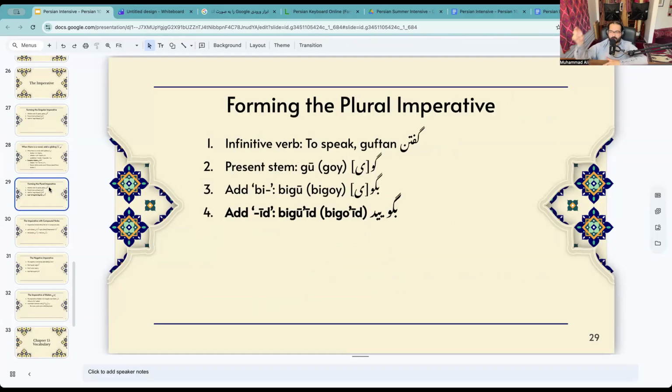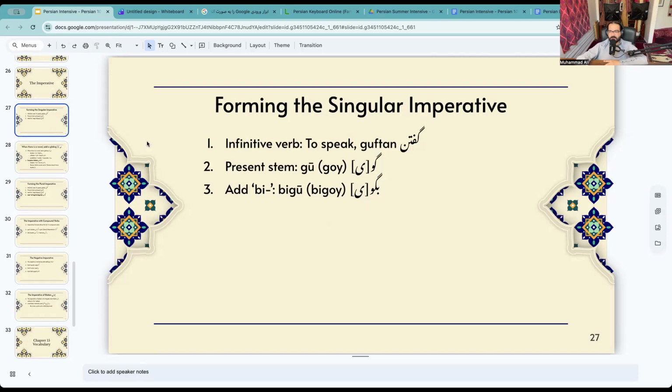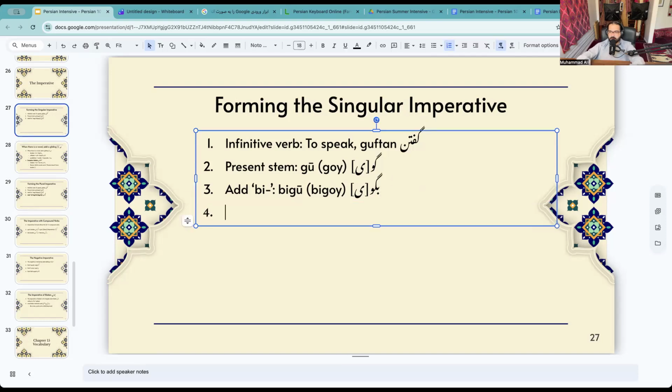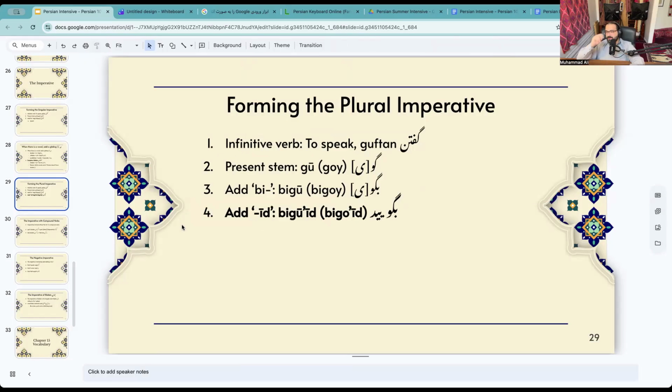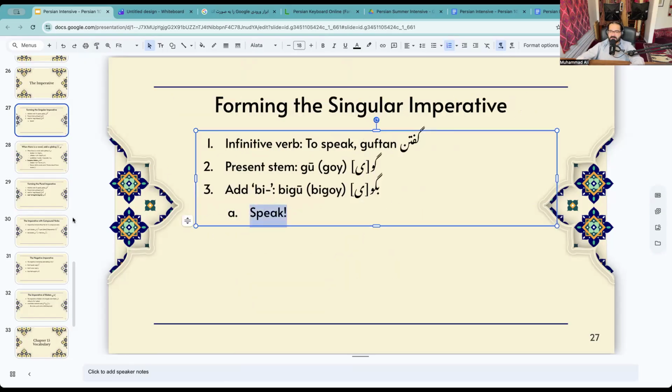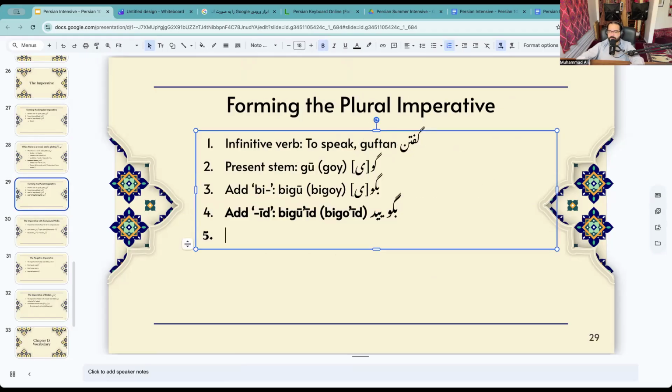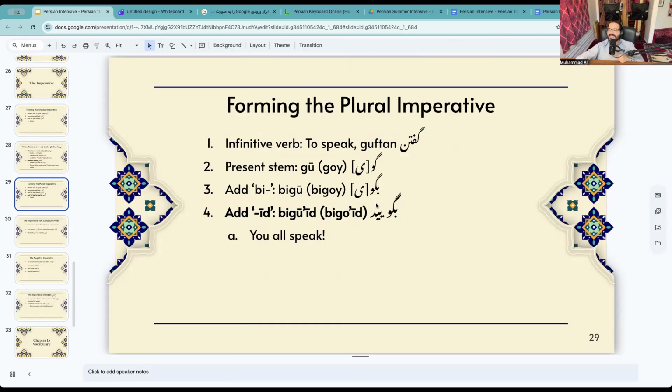All right. How do you have the plural imperative? What you guys learned earlier was just the singular. Speak. There's kind of no good way to do it in English, right? There's no actual imperative infrastructure in English. We just put exclamation marks. Speak. How do you do it for the plural? Like, how do you say you all speak? And I'll actually even copy this over. So how do you say you all speak? It's really simple. You just add id.